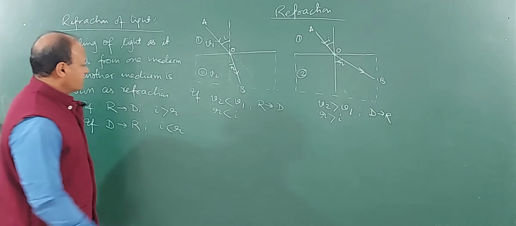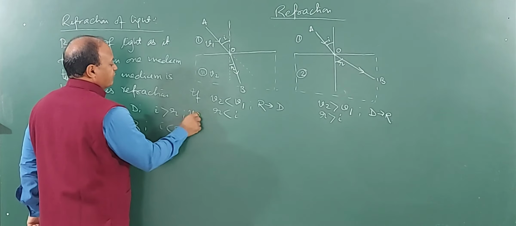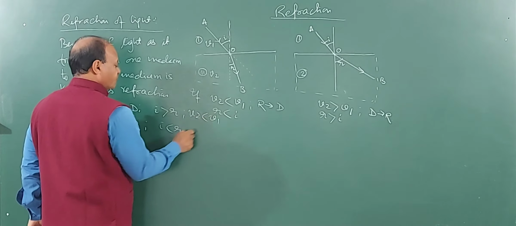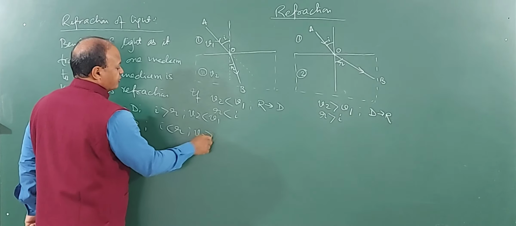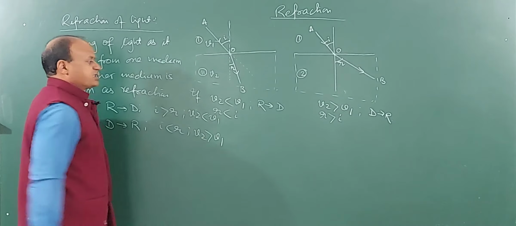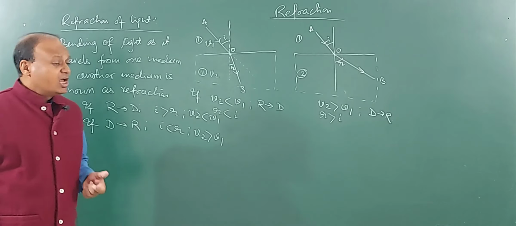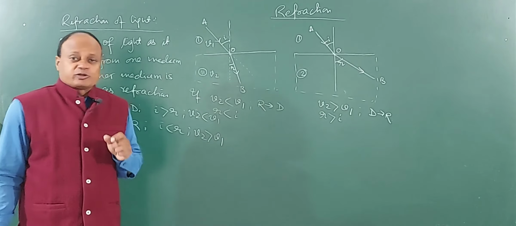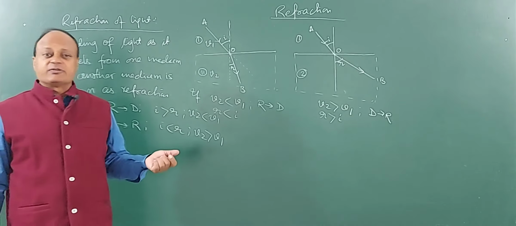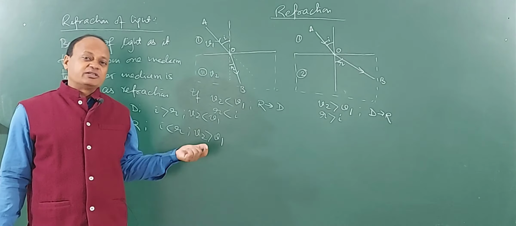So rarer to denser, and one more criteria will be V2 will be less than V1. In the second case, V2 will be more than V1. It is about velocity of light as it is going from one medium to another medium. Now refraction is a very well defined process, and it is governed by a certain set of rules. You have done the lower classes and we will be revising once again.